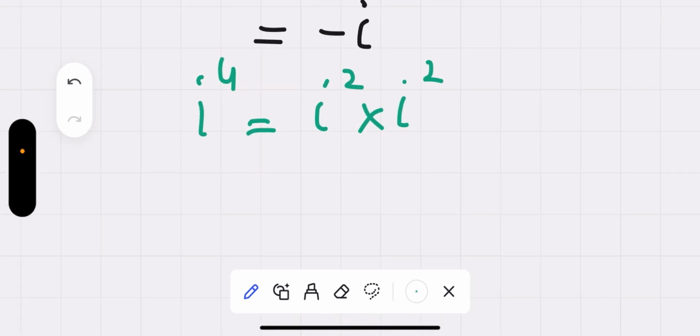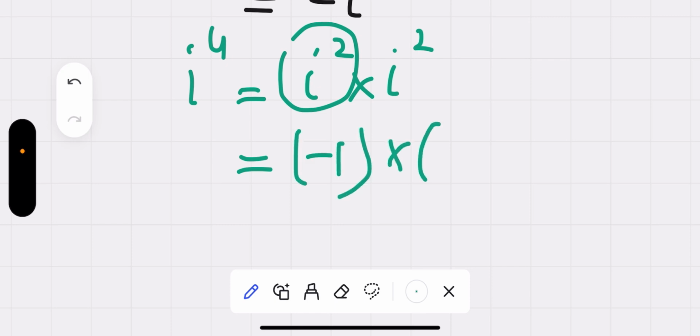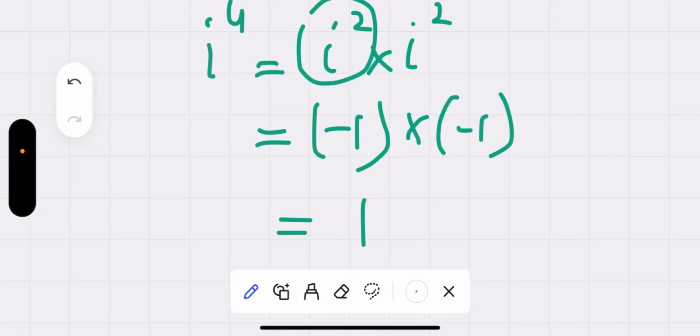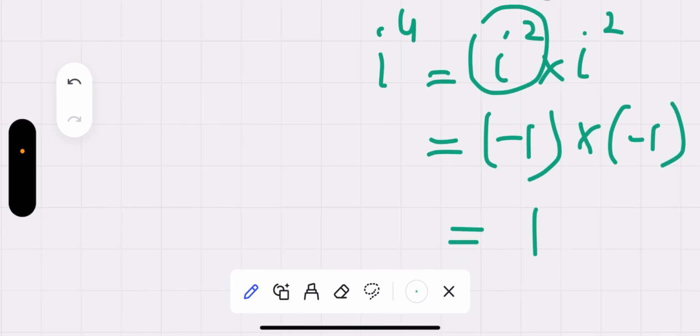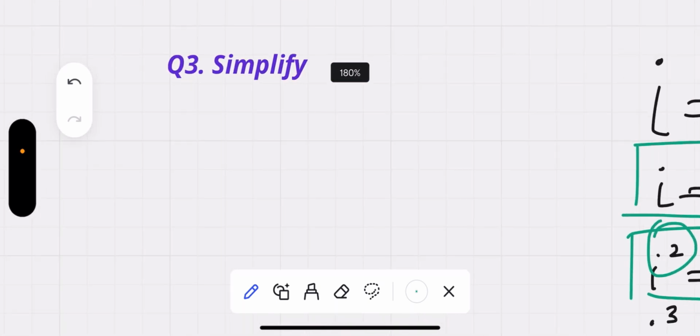So here we have iota square. We can simplify iota square is minus 1, brackets, multiply again iota square is minus 1. So minus 1 times minus 1 is plus 1. This is the value of iota power 4. Similarly, so on. So let's get started with our question.